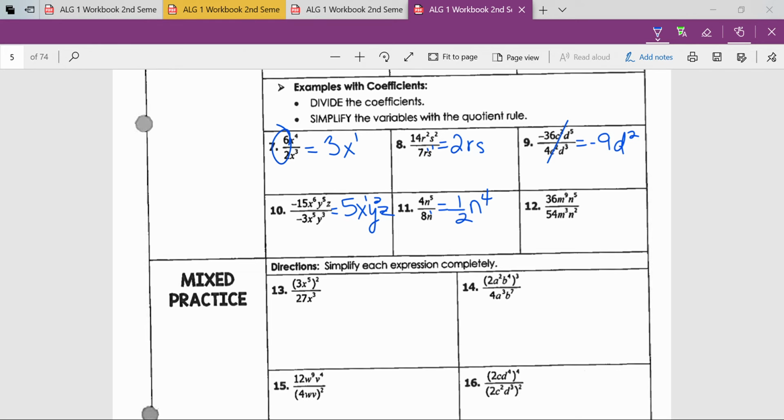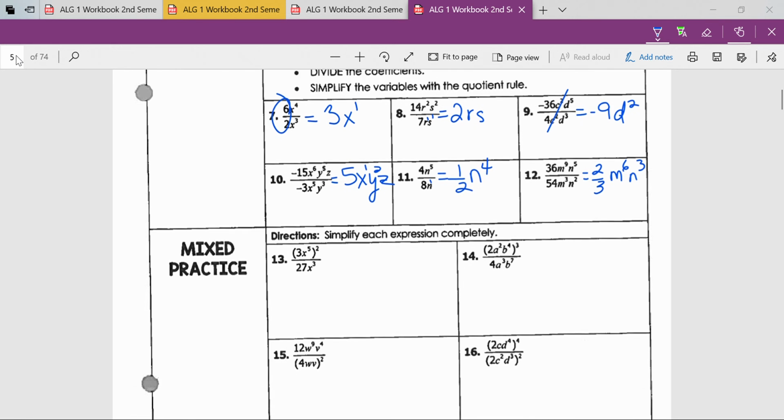36 over 54. Guys, if you will have a fraction, leave it as a fraction. Please don't change it to a decimal. 36 over 54 is 2 over 3. Thank you. M to the 6, N to the 3. Remember, we subtract the exponents.